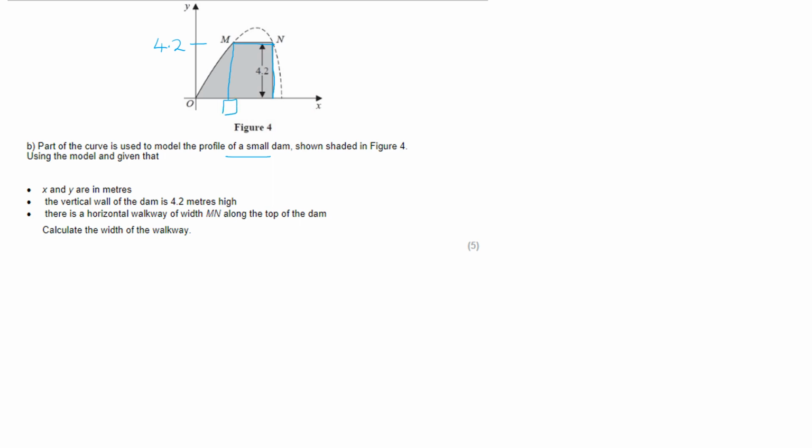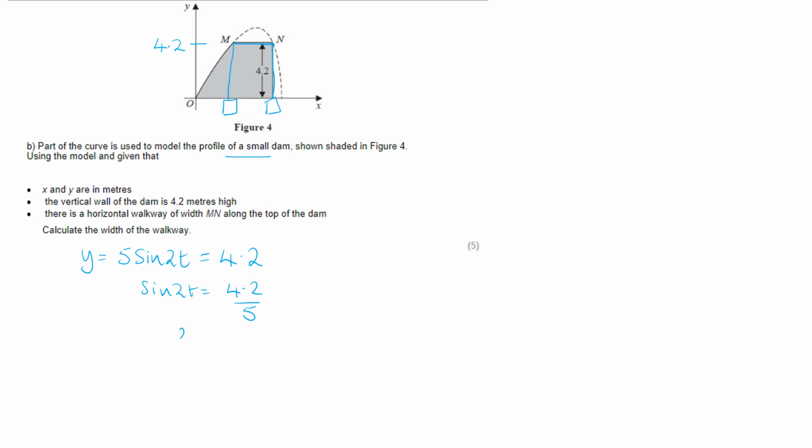So we really want the x coordinates here and here because we're going to take them away from each other to find how wide that walkway is. So our parametric equations told us that y is equal to 5 sine 2t, and we're being told that we want y to be 4.2. So if we just equate that to 4.2 and start to solve for t, then sine 2t will equal 4.2 divided by 5. And then if you inverse sine that, remember you have to be in radians. Whenever you're doing anything with calculus, you need to be in radians.